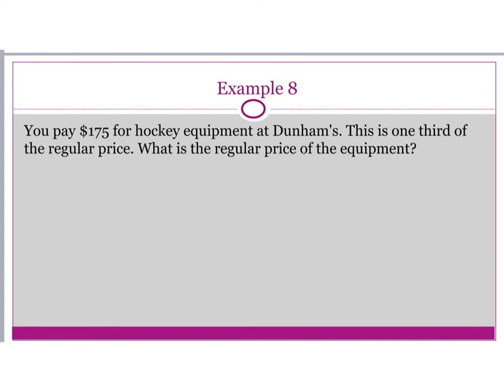And our final example for the day says you pay $175 for hockey equipment at Dunham's. This is 1/3 of the regular price. What is the regular price of the equipment? So here I have 1/3 of the price is equal to $175. So what you could do is you could write this as 1/3 P equals 175.